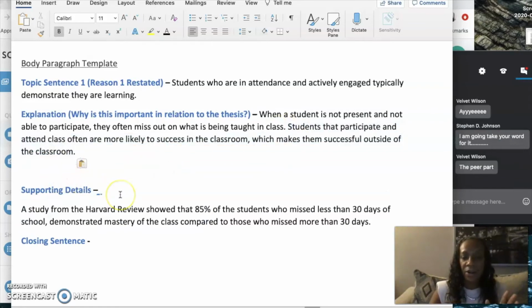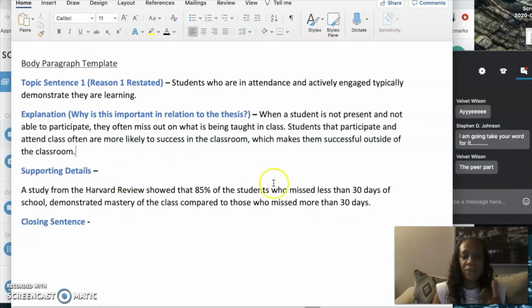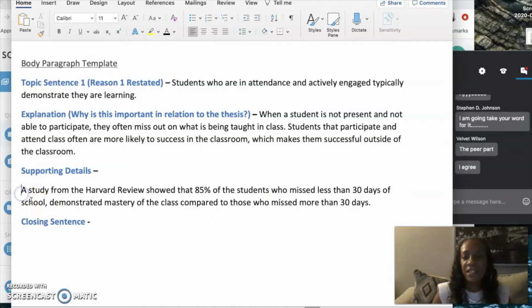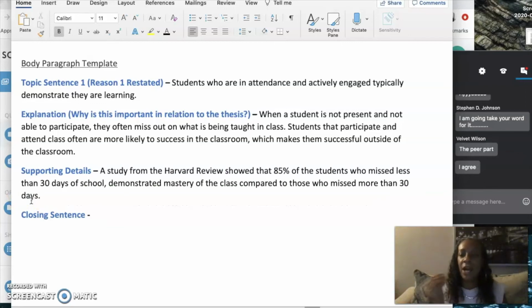And now our supporting detail from Stephen is a specific statistic that gives us more detailed information on the sentence that you contributed, Velvet. So now I'm going to reread it, and now I want you to see if you are able to see how it flows a lot better now.